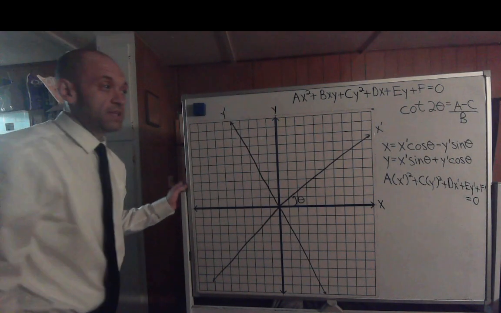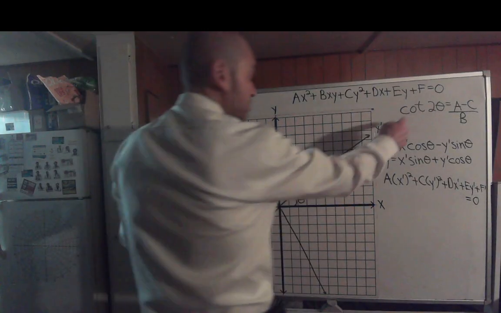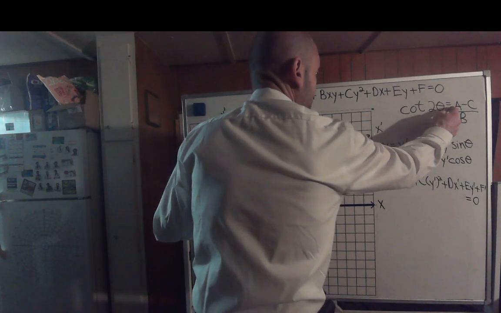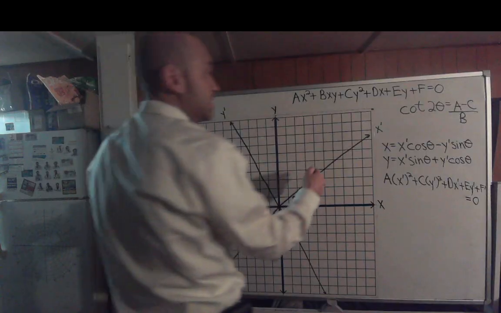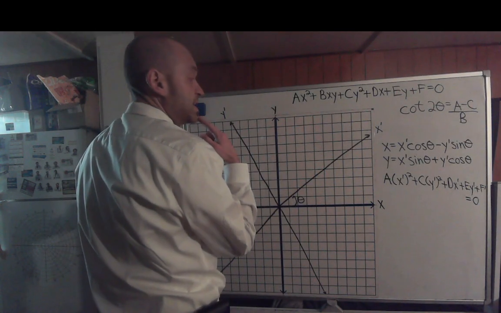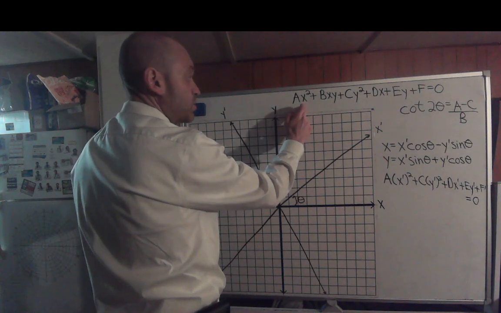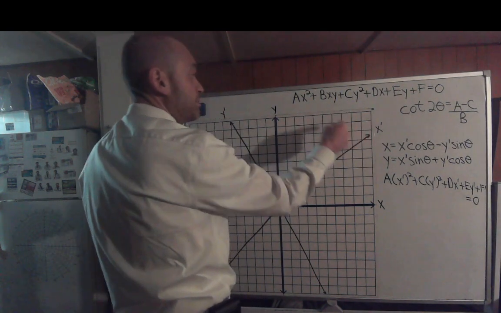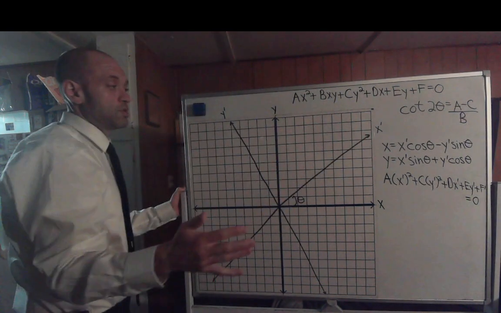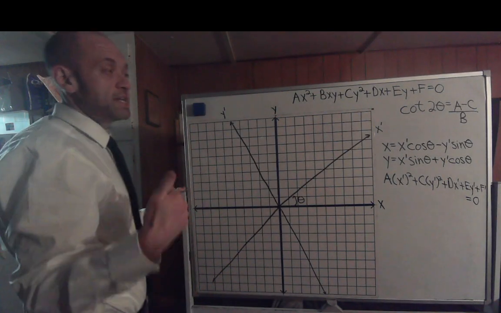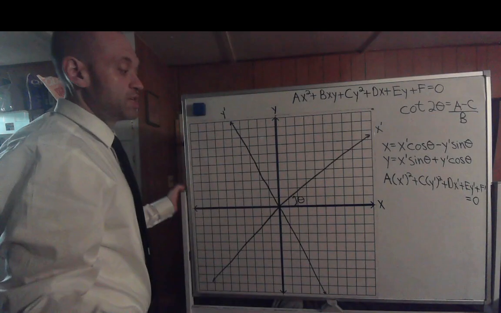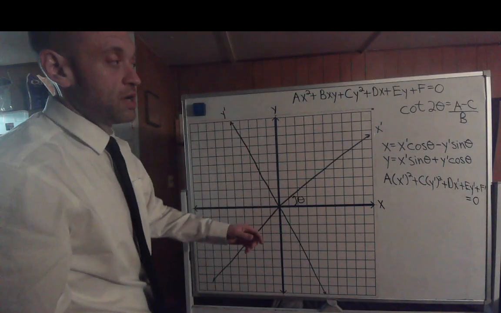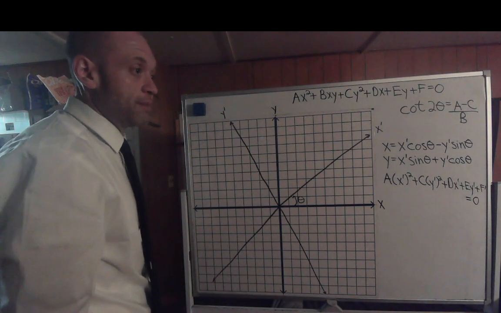So how do you find the angle? To find the angle, you'll take the cotangent of 2 theta, set it equal to a minus c over b. So you'll take the cotangent of 2 theta, set it equal to the coefficient of the x squared term minus the coefficient of the y squared term, divided by the coefficient of your xy term. And for today's purposes, theta is going to be between 0 and 90 to make our lives a lot easier. Otherwise, it could really get messy very quickly.